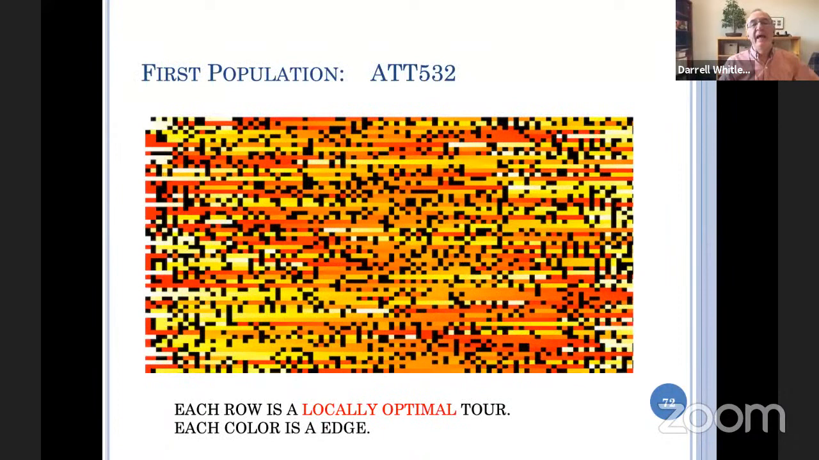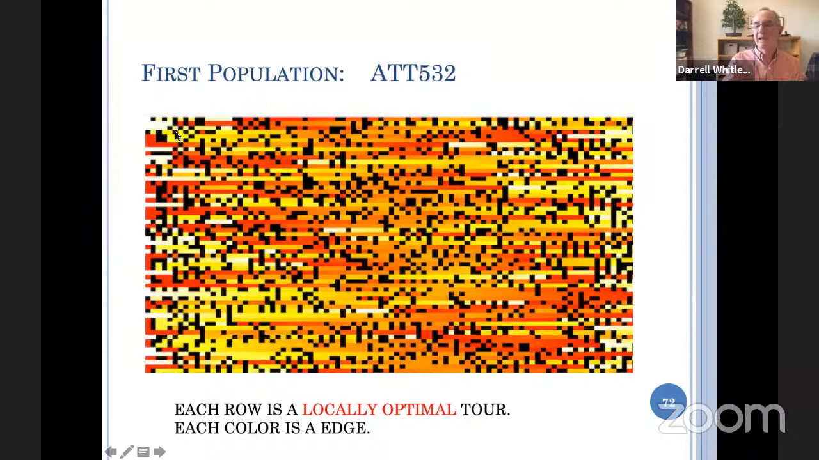And I'm going to show you some results on a traveling salesman problem. This is a famous problem, AT&T 532. This is the first population. It's been improved with 2-opt. And what are we looking at here? Each row is a tour. And I've just colored the edges a different color so that you can tell the difference between the edges. So every row is a tour, and every edge in that tour is a different color, except there's a bunch of black here.